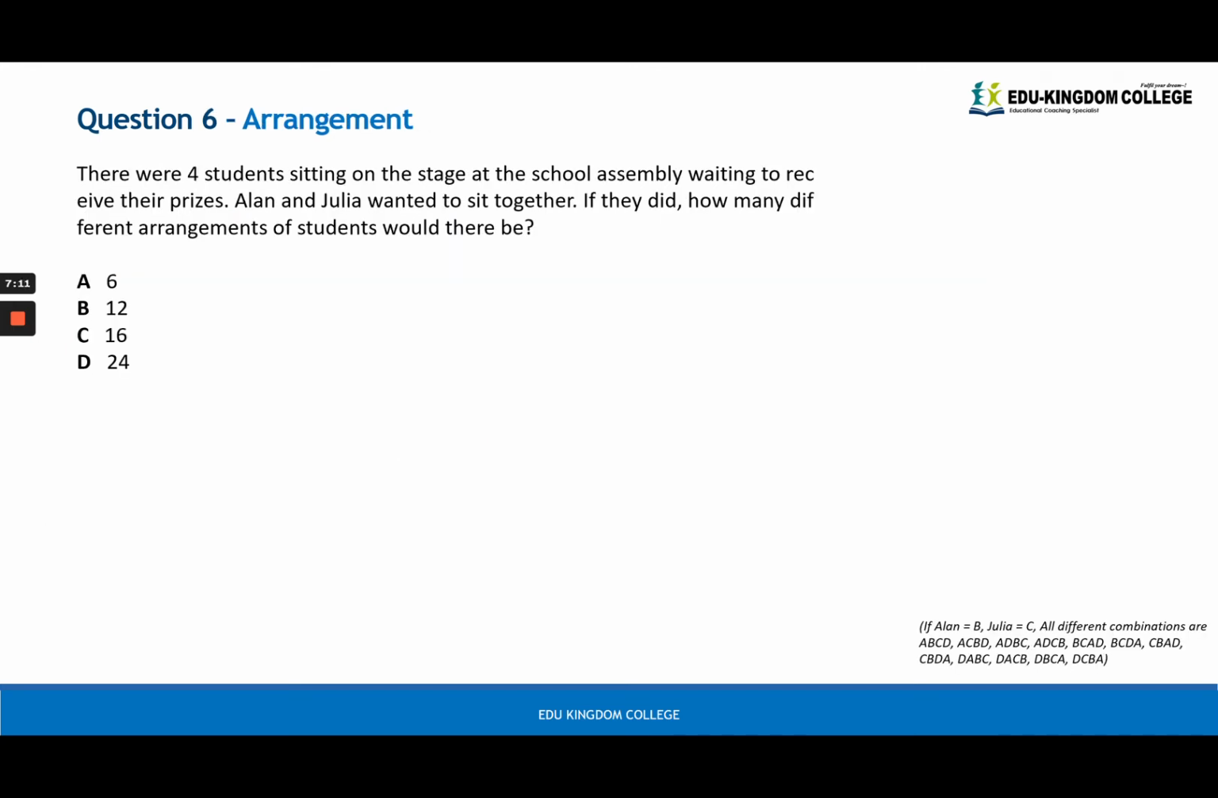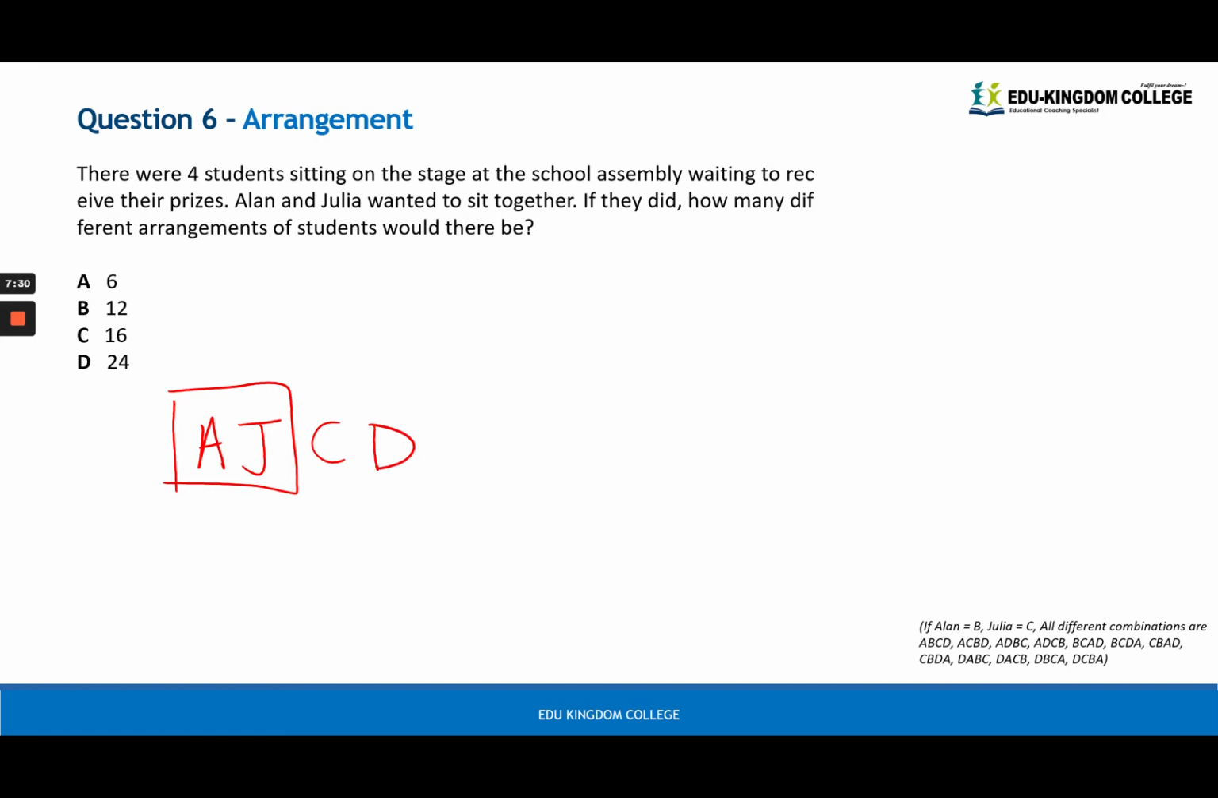Number 6, there were 4 students sitting on stage at the school assembly waiting to receive their prizes. Alan and Julia want to sit together. If they did, how many different arrangements are there? Okay, so we have Alan and Julia, right? They want to sit together. There's 2 other people. I'm just going to call them C and D.